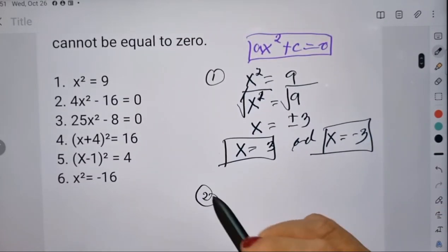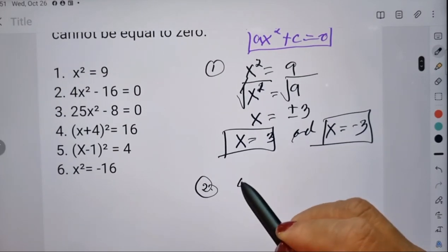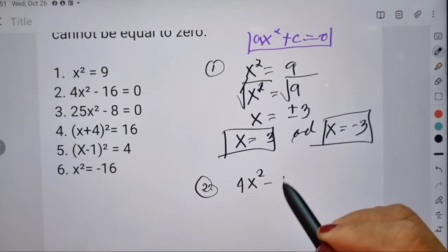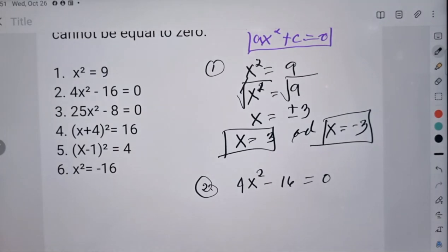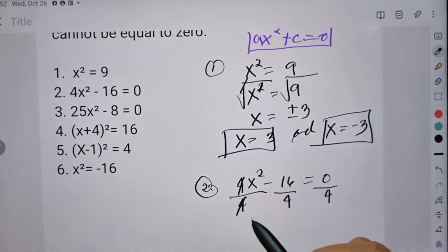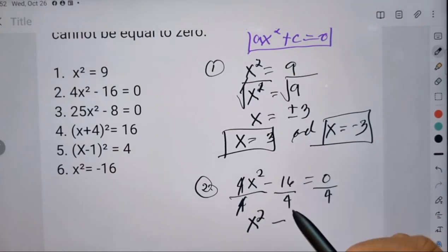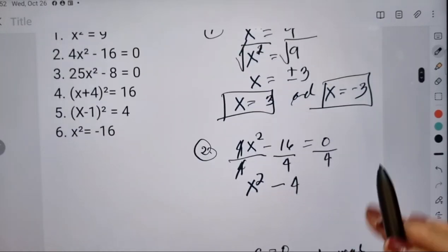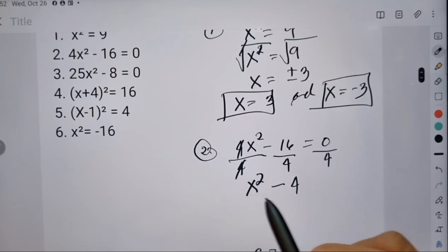Okay, what about number 2? Sa number 2, mayroon tayong 4x squared minus 16 is equal to 0. Now, pwede nating diretsong kunin na or pwede nating i-reduce yung ating equation kasi multiple of 4 siya. Pero dito, mag-divide by 4 pa rin tayo. 0 pa rin yan. So, ito magiging x squared. 16 divided by 4 magiging 4. And then, ito ay 0.